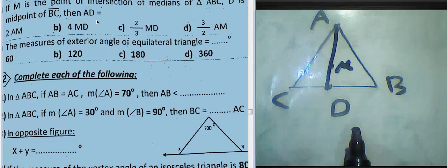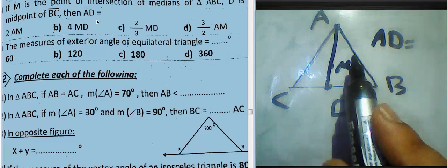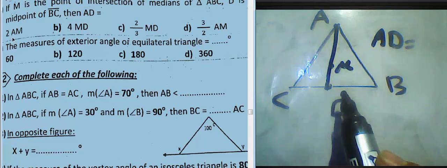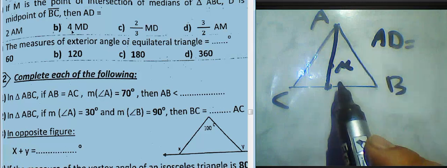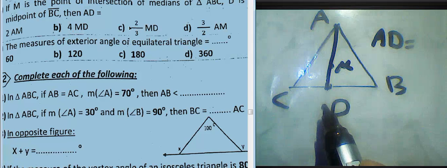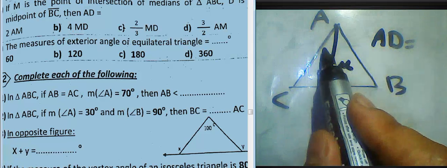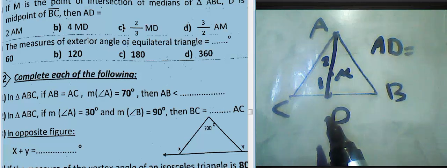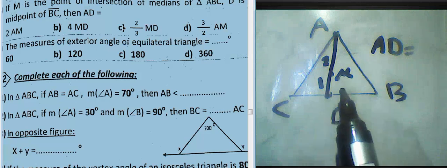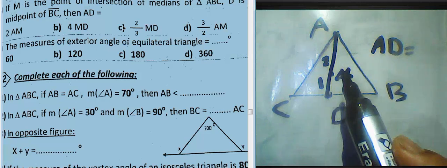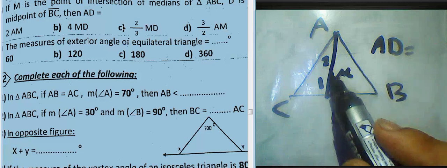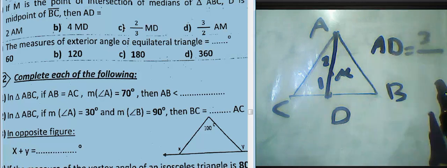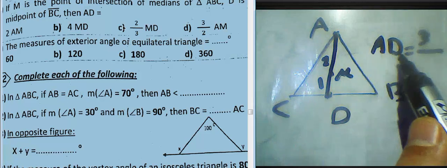We know AD will be what? Look at number 1, AD twice EM, no. AD four MD, no, it's false. For AD, we have here 2 parts and 1 part, because the centroid divides the median into 2 parts, and the length here will be 2 and the base part 1. The ratio from the vertex to the base is 2 to 1. So AD will be equal to 3 parts. We must write here 3 parts for AD.